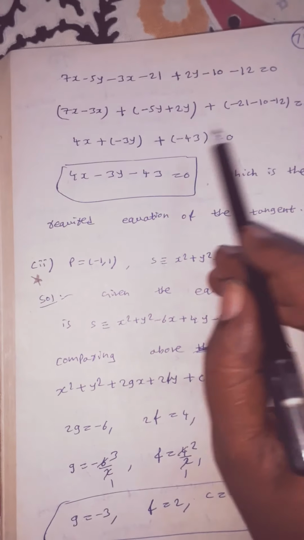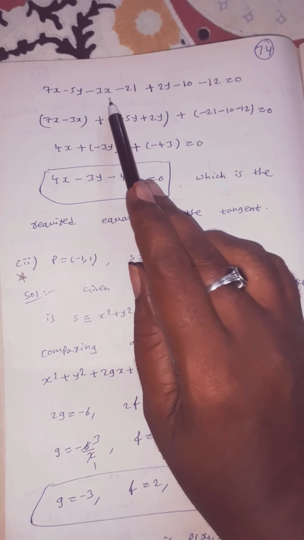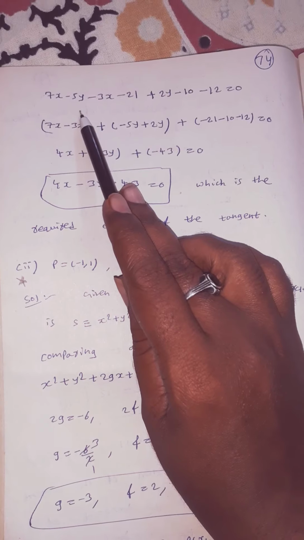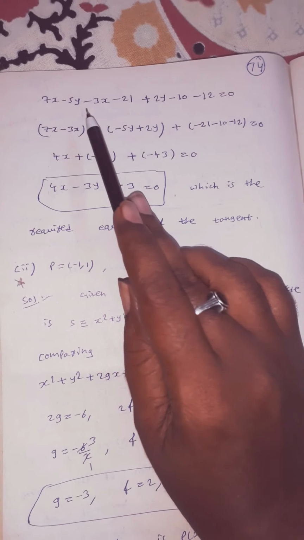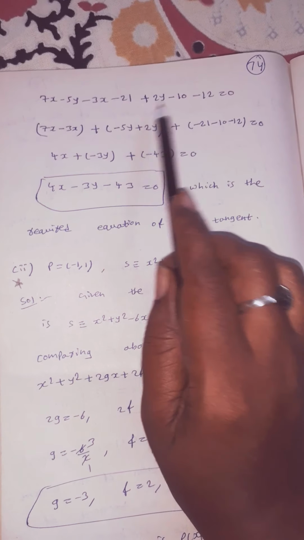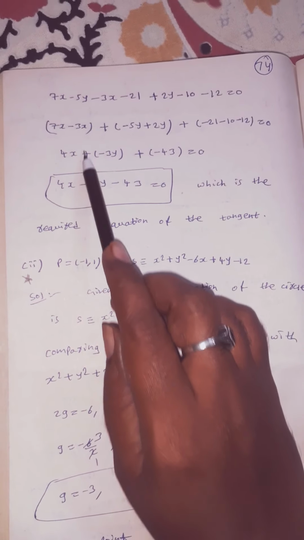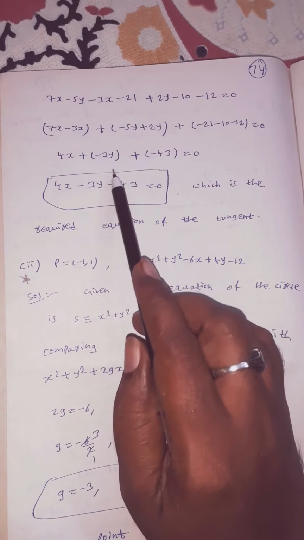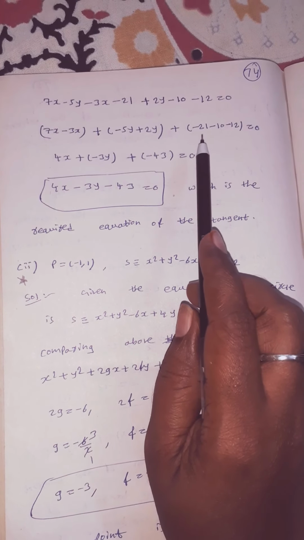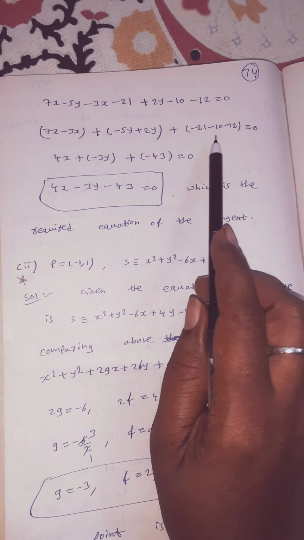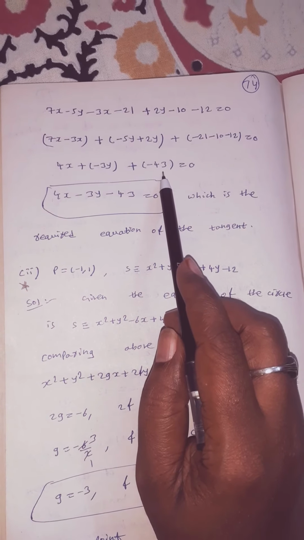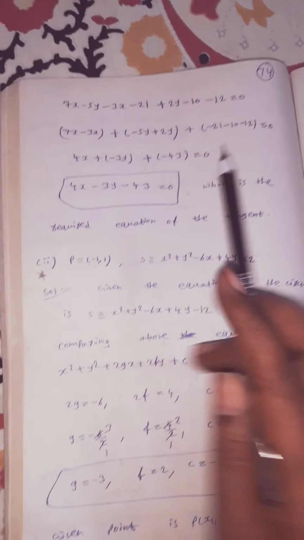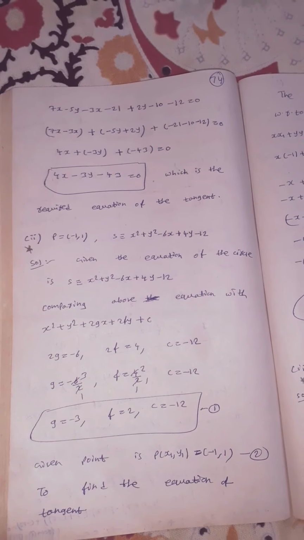Now write x terms separately: 7x - 3x; y terms: -5y + 2y; constants: -21 - 10 - 12. 7 - 3 is 4, -5 + 2 is -3. Next -21 - 10 is -31, -31 - 12 is -43. So 4x - 3y - 43 = 0, which is the required equation of the tangent, children.